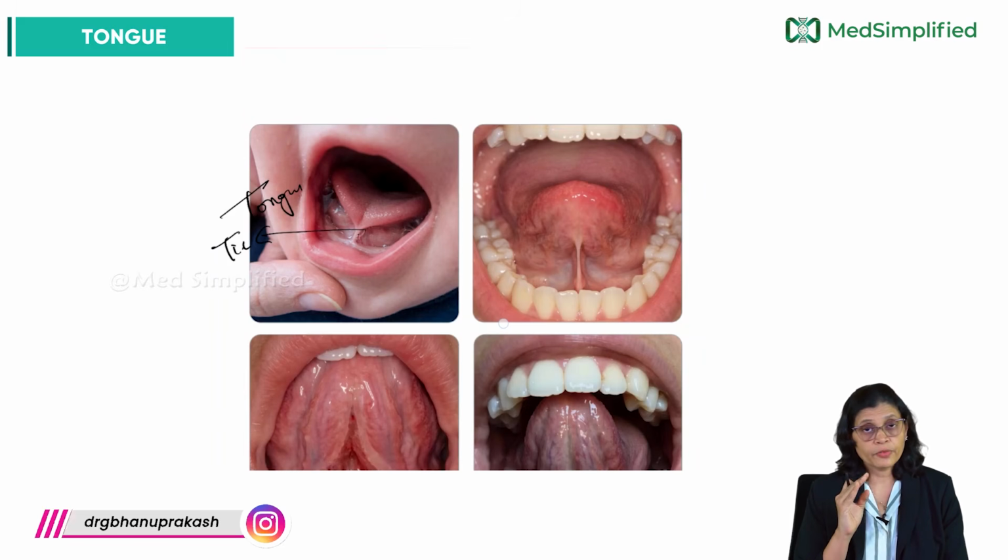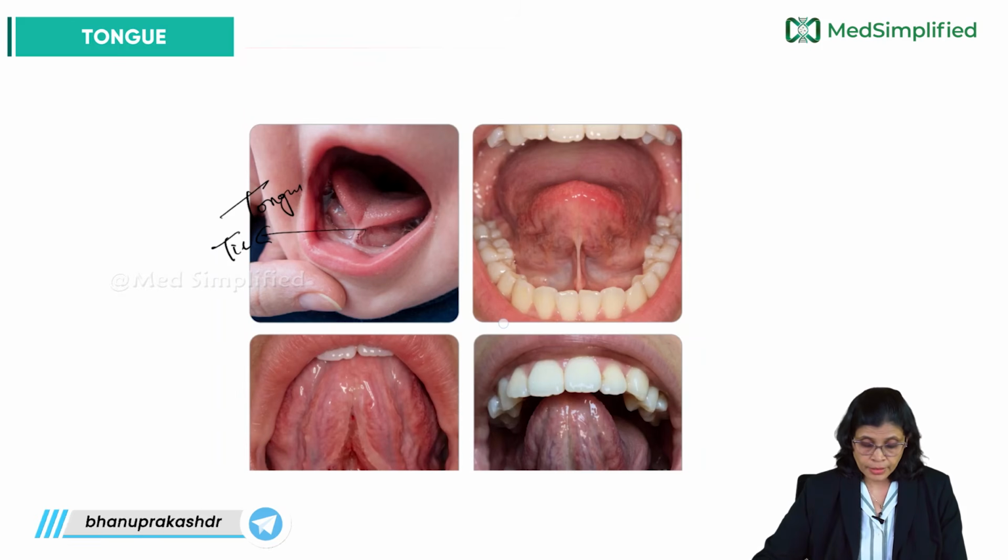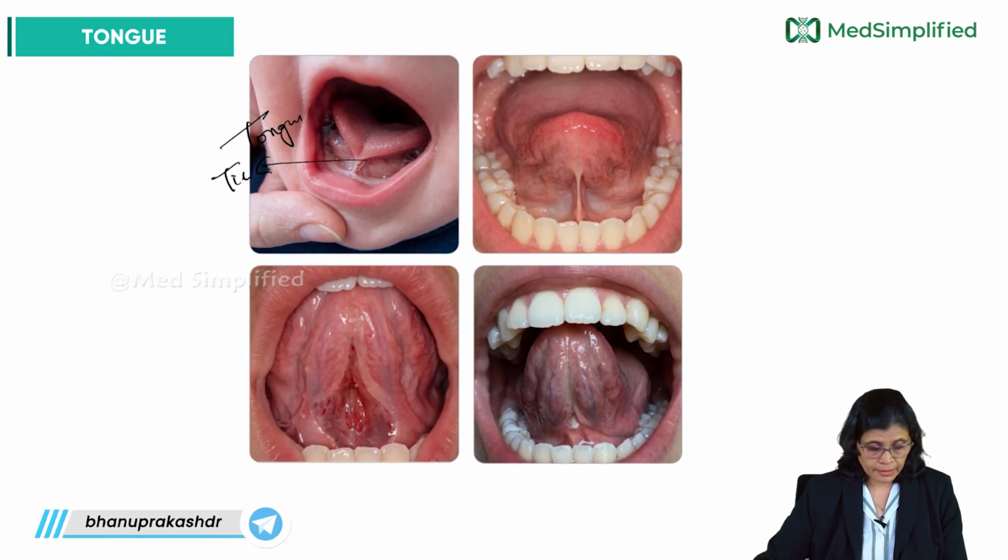So ideally, before the child starts speaking, if this condition is there, it needs to be corrected so that the speech develops normally. So it is corrected by cutting the frenulum surgically, okay.